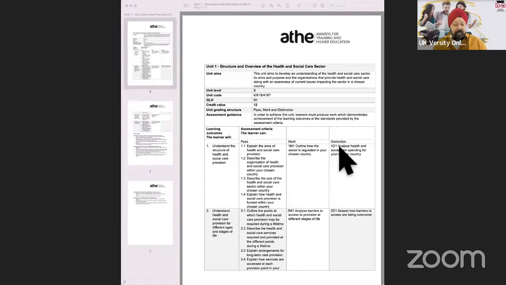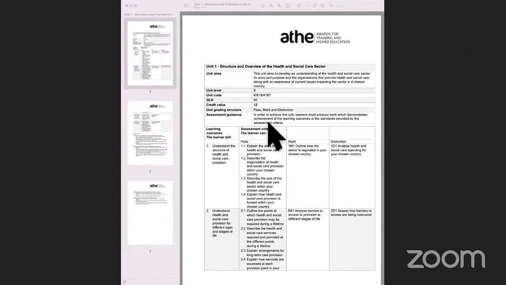Now, the other thing I do before I start a unit is ensure that we look at the unit as a whole. That means we look at the unit in terms of its introduction and what we are expected to cover. We also look at the assignment brief, and at how this unit is going to be taught and delivered in terms of the sessions that I'm going to do. So first and foremost, I'll take you through the unit spec, which is what you see on your screen right now.